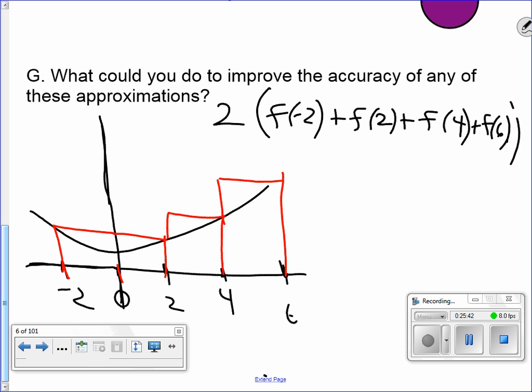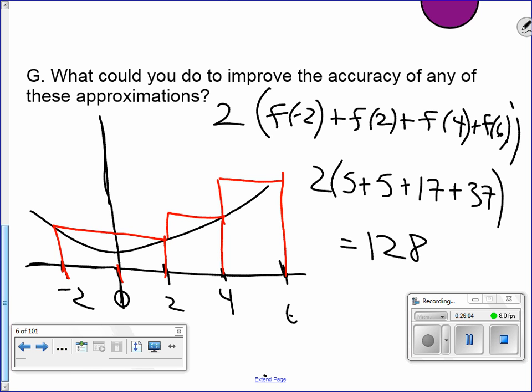And we fill all these in. We have 2 times 5 plus 5 plus 17 plus 37. I think I remember it, but what do you think? I think it was 128. Oh, okay. I was thinking it was 120, so I was wrong. 128.